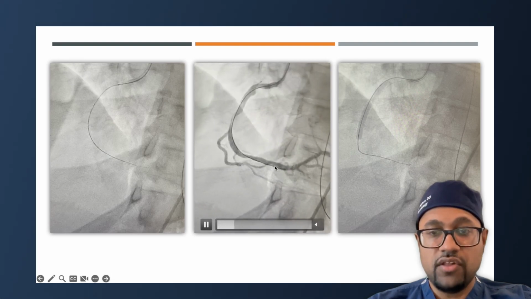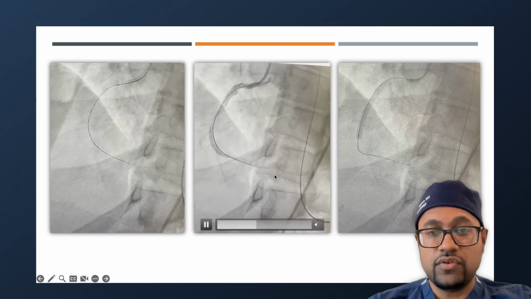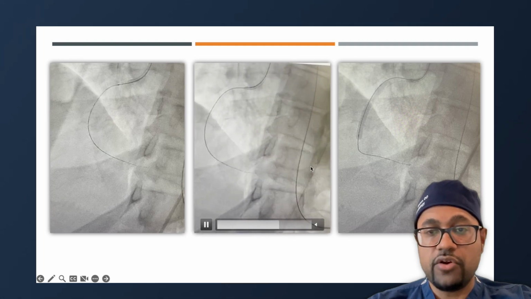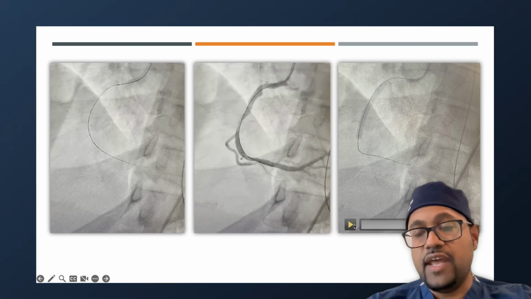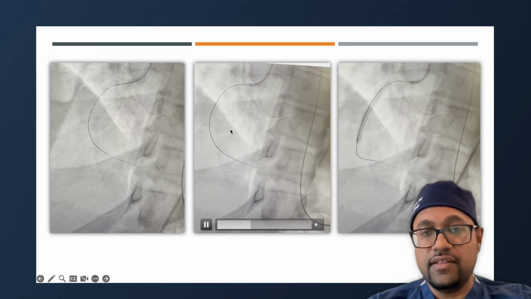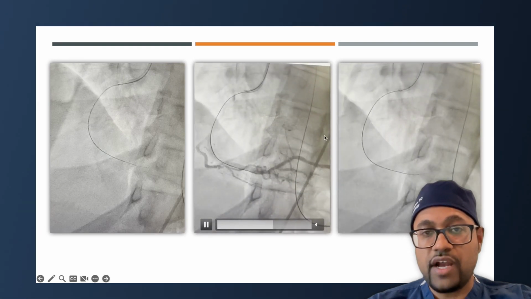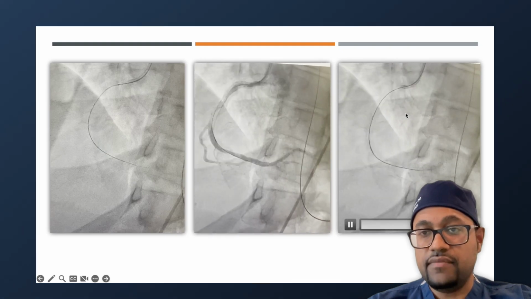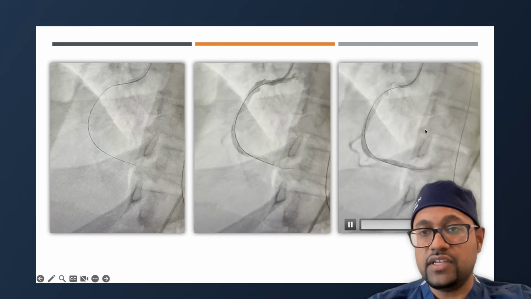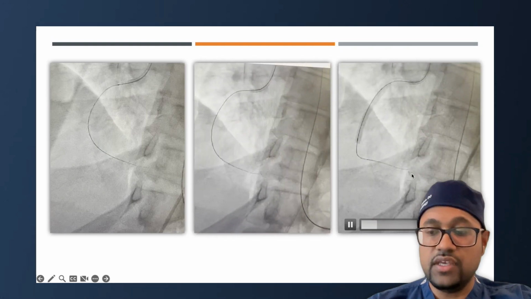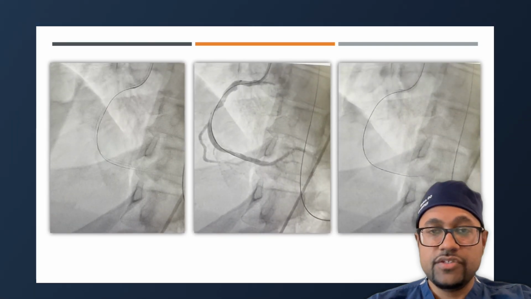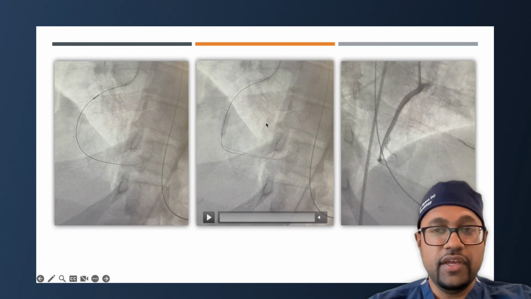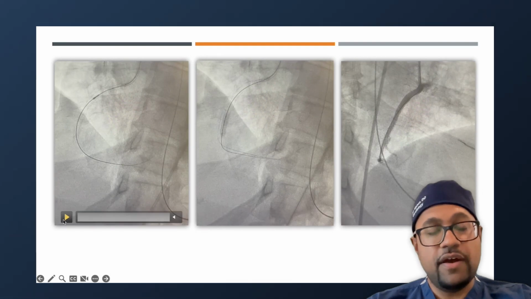We could see there's a large distal vessel, a small posterior descending artery, and a large posterior lateral ventricular branch. And the next thing we decided to do was stent that lesion we saw in the proximal RCA with a stent. And we can see here we have significantly improved blood flow to the right coronary artery. So at this point, we're feeling decently good. I'm sorry, that was the balloon.